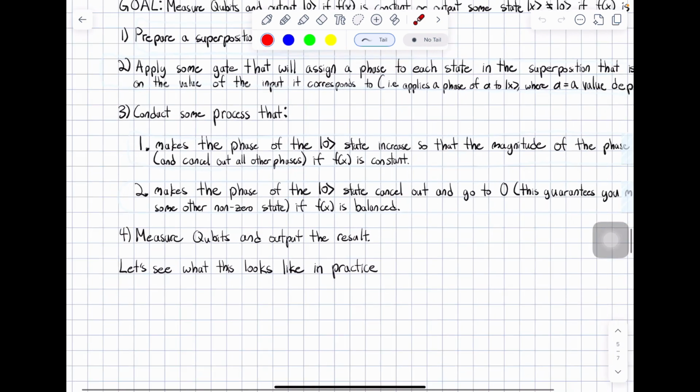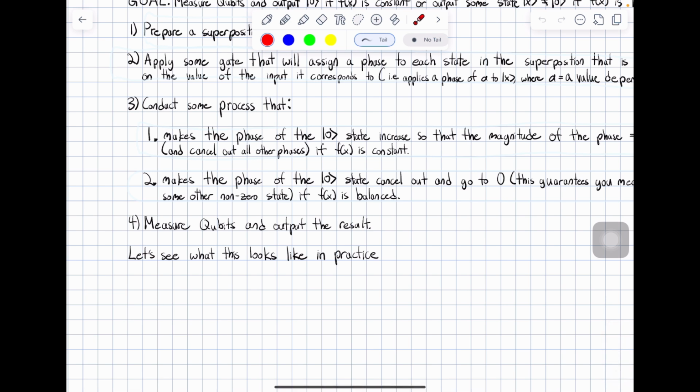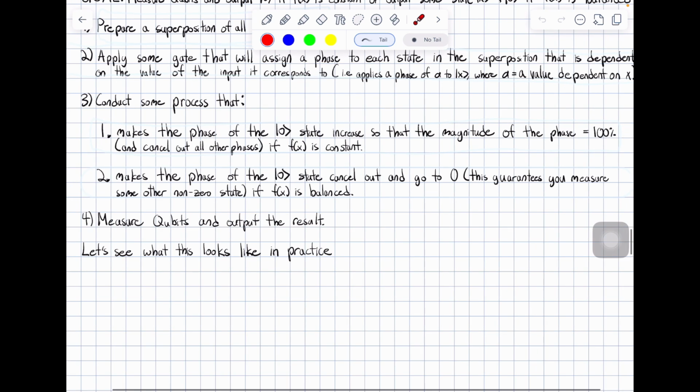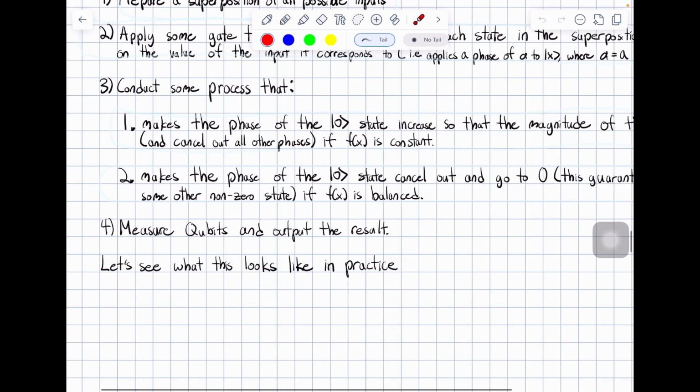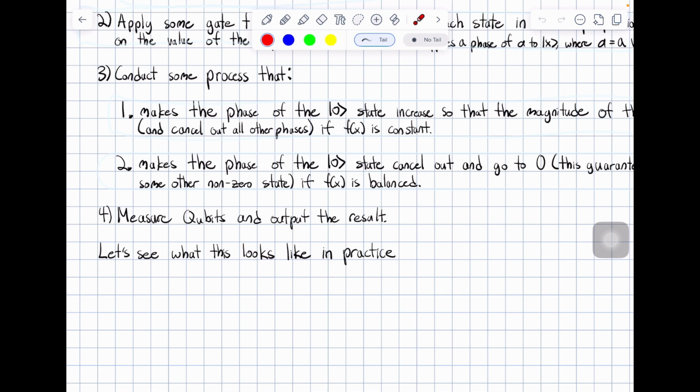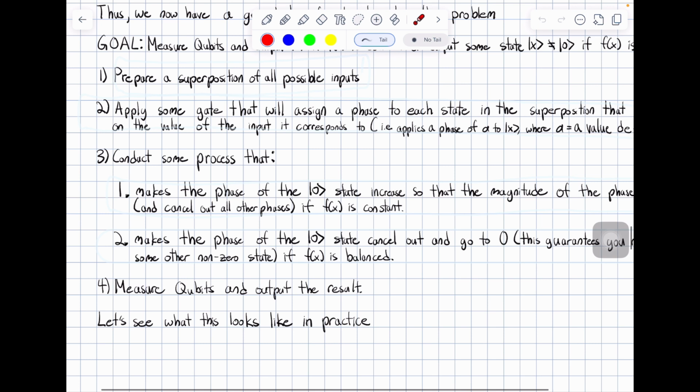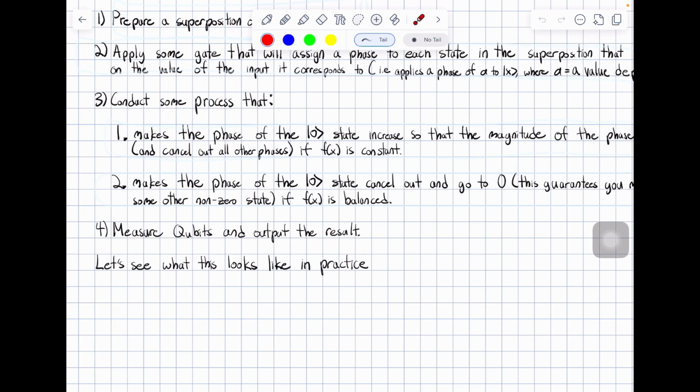Third, we're going to conduct some process that, 1, makes the phase of the 0 state increase so that the magnitude of the amplitude equals 100%, and cancels out all other phases if f of x is constant, right? The reason why you want to do this is that, in the case that it is constant, we want to deterministically always output 0, right? And the only way for us to do that would be to make the amplitude of the 0 state have a magnitude of 1, so it'd be like 1 or -1, so that you'd have 100% chance of outputting that when you measure it. And if you have 100% chance of measuring the 0 state, then you have a 0% chance of measuring all the other states, right?